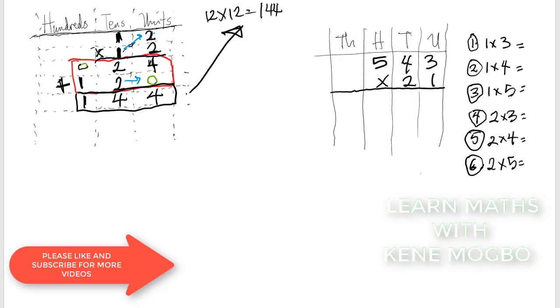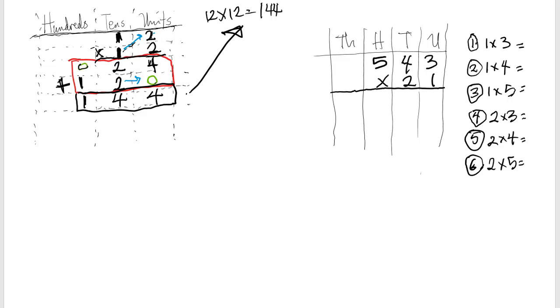Hello and welcome. In this lesson, we're continuing from where we stopped, talking about multiplication, long multiplication. In the last lesson, we considered 12 times 12 long multiplication and we got 144. In this lesson, we're going to consider 543 times 21.